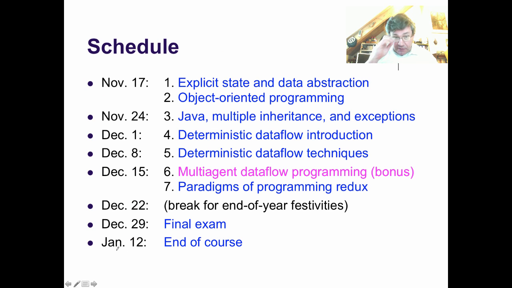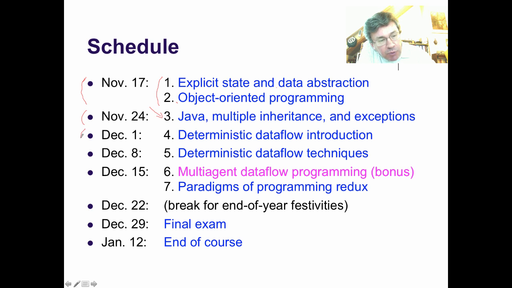So let me explain the schedule. November 17, the start of the course, we will have 2 lessons the first week. The first lesson is on explicit state and data abstraction, and this logically follows onto object-oriented programming. Then the week after, November 24, we will continue the discussion of object-oriented programming by talking about the Java language and about interesting extensions, multiple inheritance, and exceptions for handling abnormal situations.